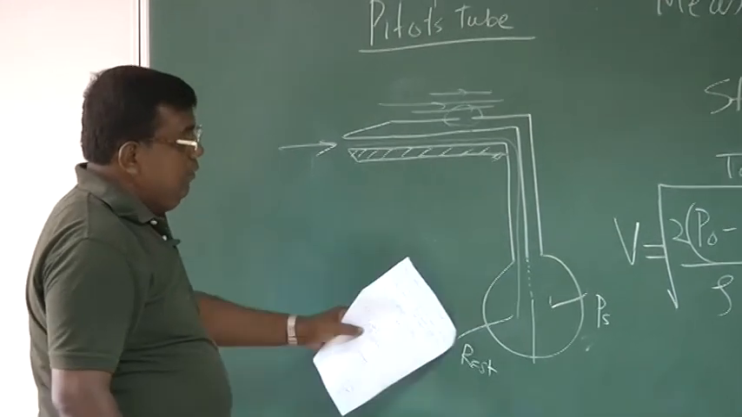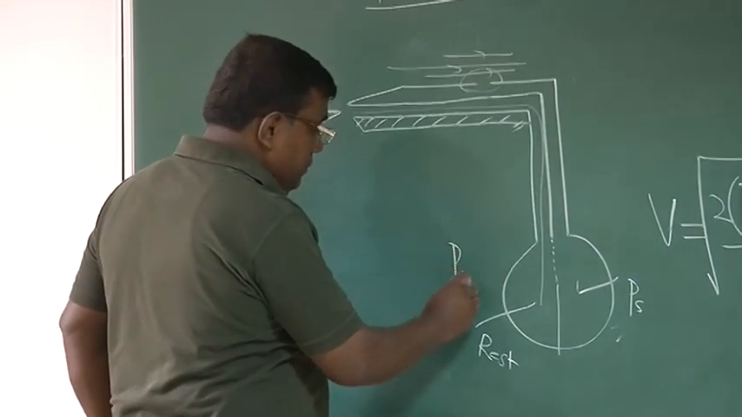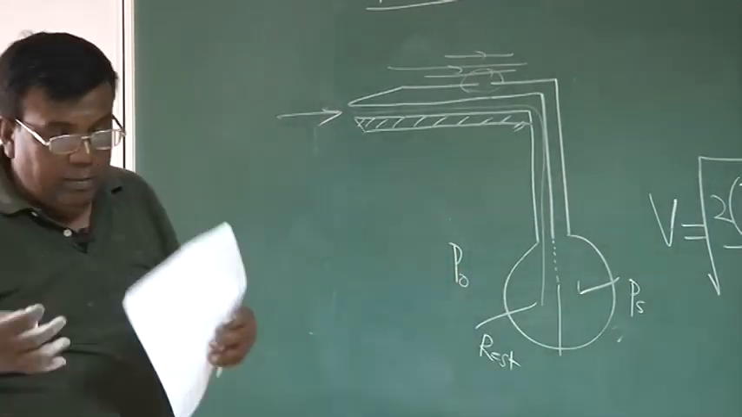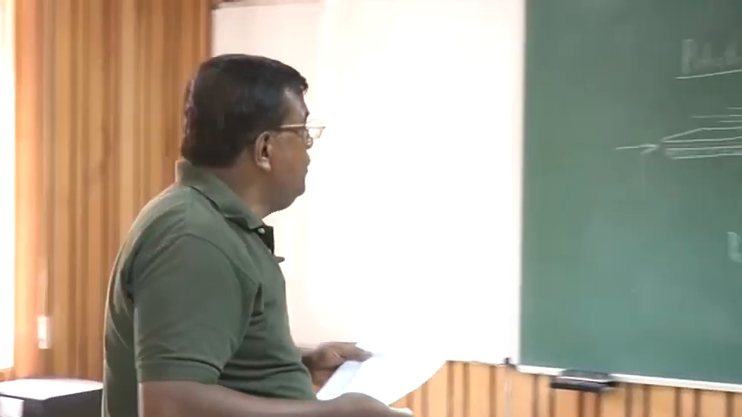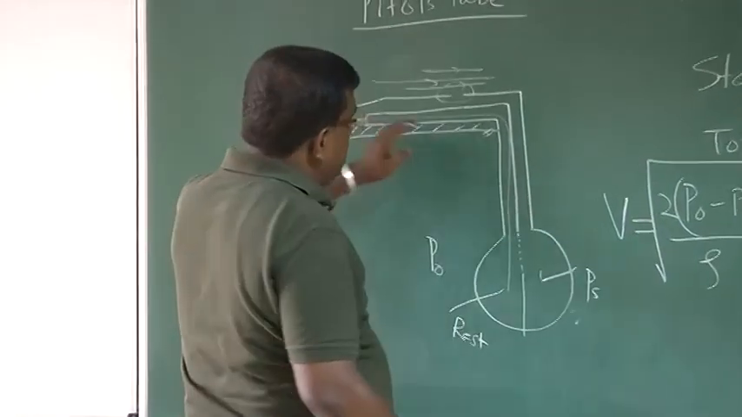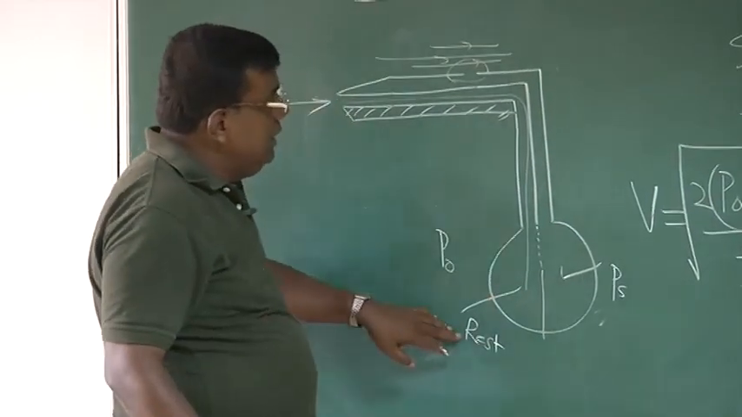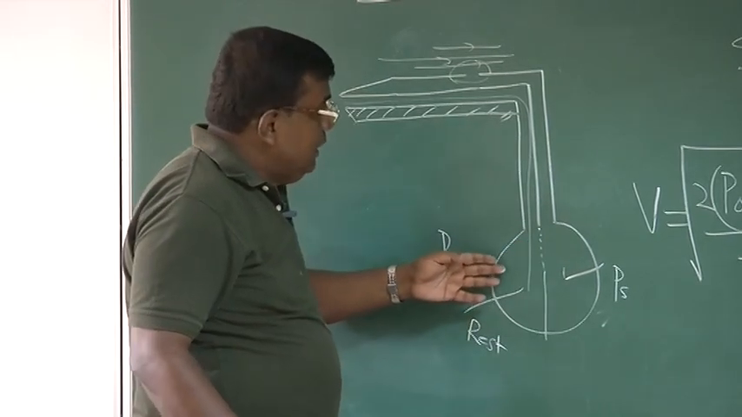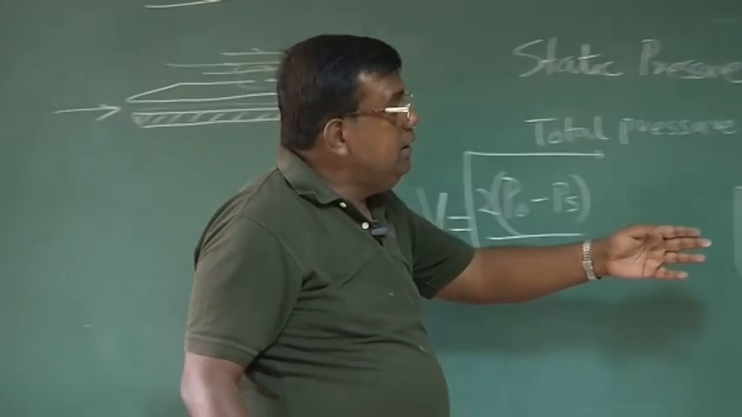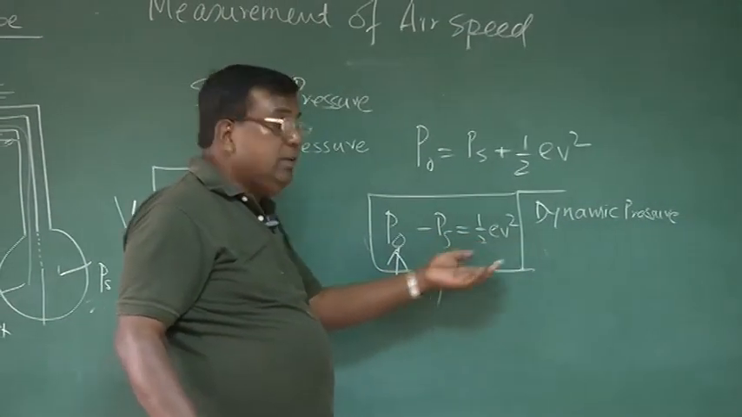So this part will be sensing total pressure. That is, I told you total pressure, the whole fluid is brought to rest isentropically. So they are brought to rest here. So this is total pressure. So what is the difference between these two? The difference is nothing but dynamic pressure, half rho v square.